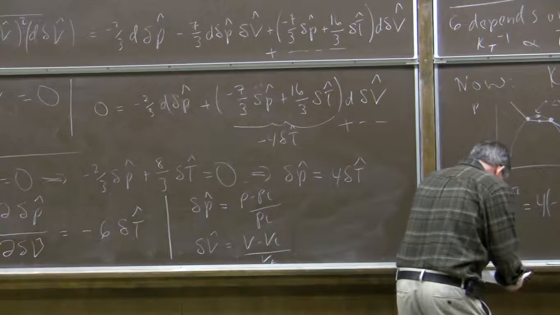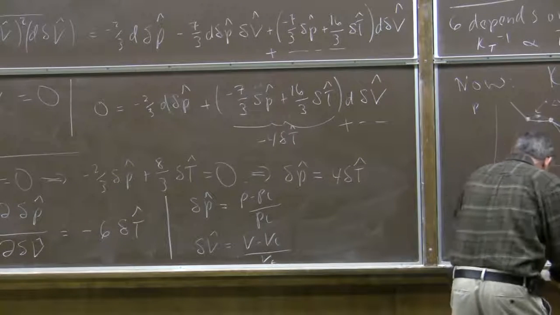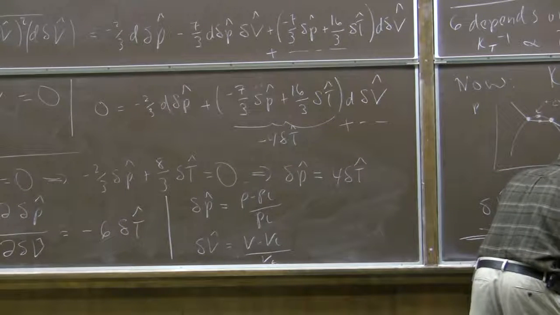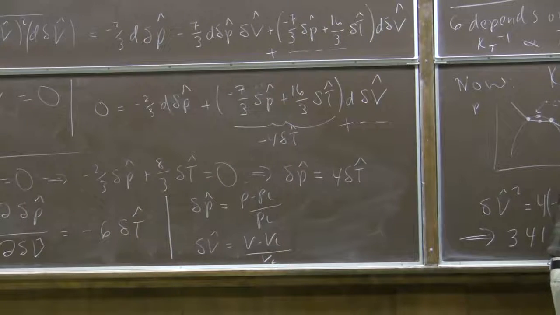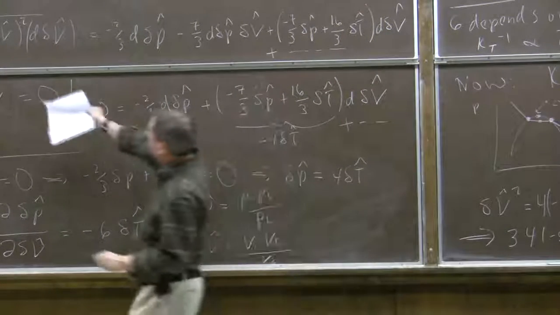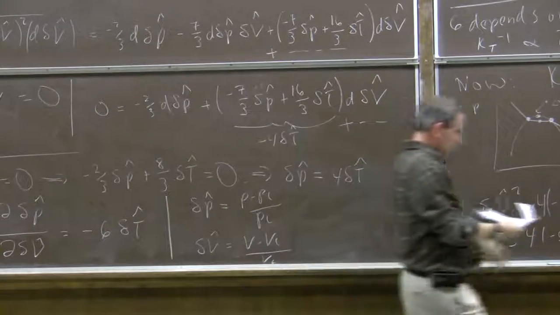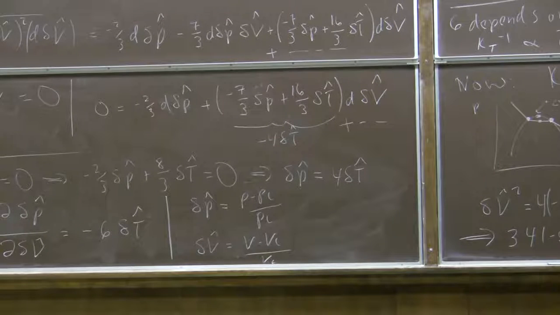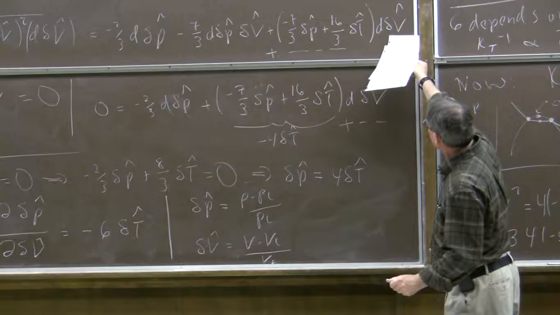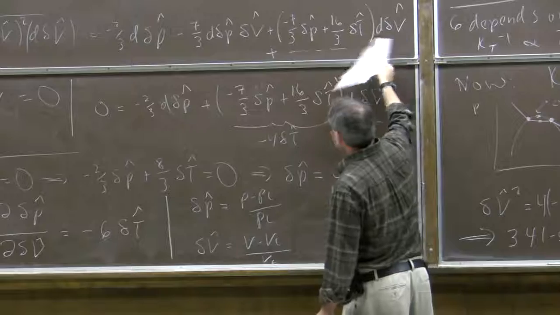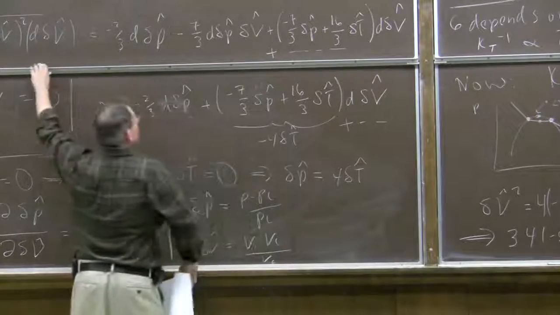So then what I have is a 3 times 4 times minus delta tau hat d delta v hat, substituting in what delta v hat squared is here. And then over here I have equals minus 2/3 d delta p hat. And then this term proportional to d delta v hat, which I'm going to have to keep because it's actually the same order as this term over here.